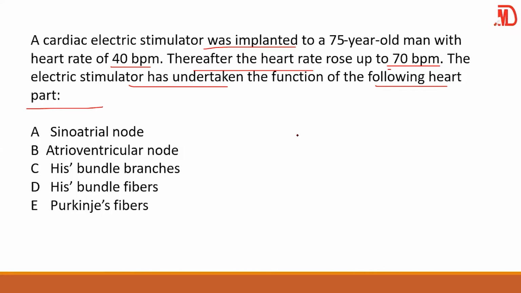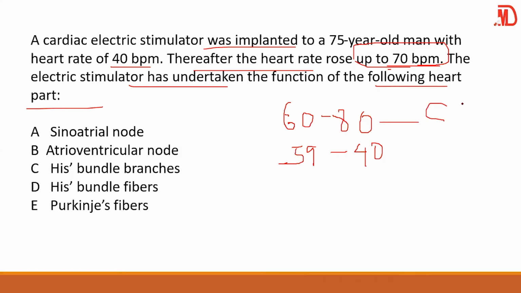Please, you said when the heartbeat is from 60 to 80 is for sinoatrial node. Great. And from 59 to 40 is for atrioventricular. Good. And looking at the question here, the question said the heart rate rose up to 70 beats per minute. So you see it's in the 60 to 80 range. So it's for sinoatrial node. Awesome. So you get it.